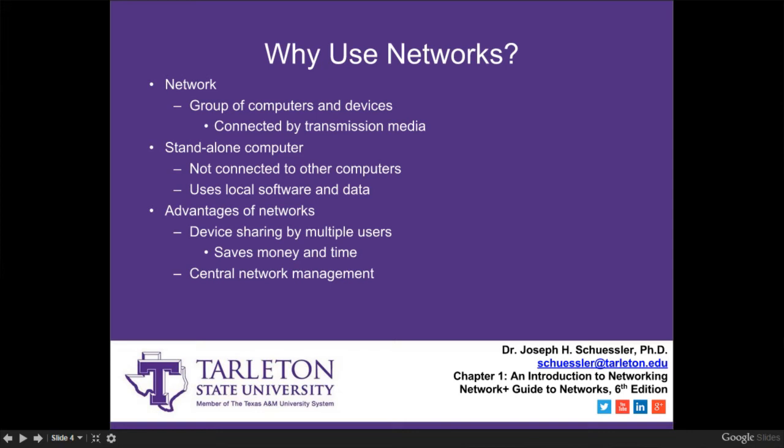Now, a standalone computer doesn't allow that. We're not really connected to any other computers. Anything that we need has to be loaded locally onto that specific system. So we're using local software and local data. So some of those advantages to networks, again, device sharing, multiple users, we can save time and money, and we can also centralize network management.